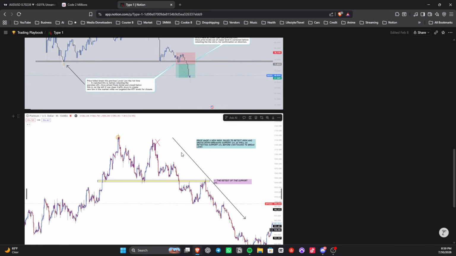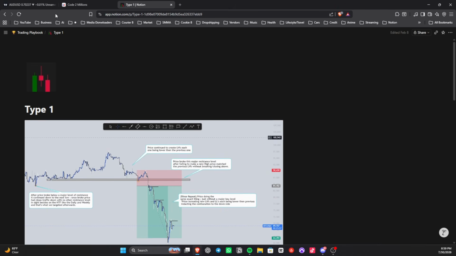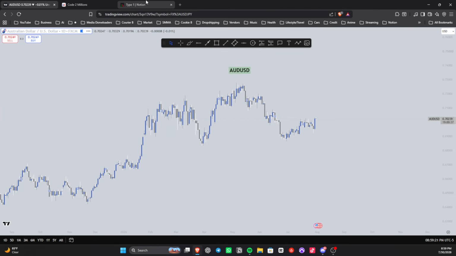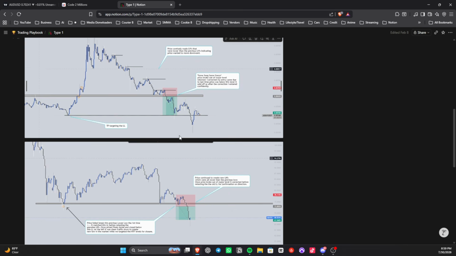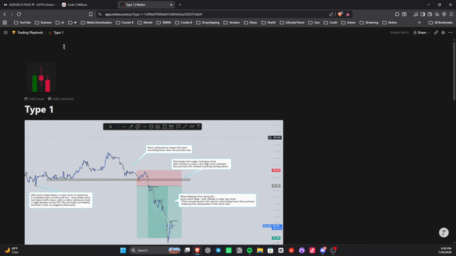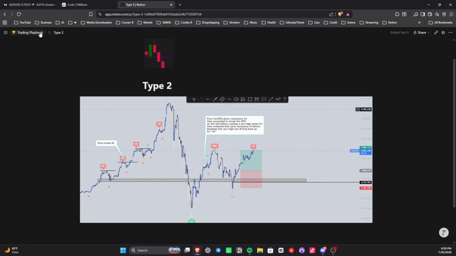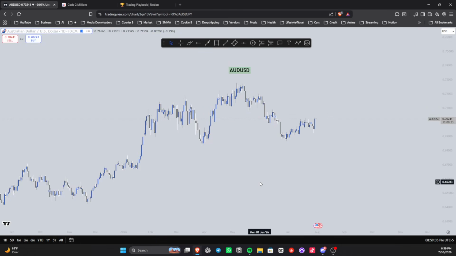If I even see anything remotely similar to these, I'm going to be confident in my position because I've seen this pattern recognition play out so many times. I am confident. I'll take this trade 10 out of 10 times. If I go to type 2, you see what I mean? It doesn't matter. That's why it's important to screenshot, and I'm going to do this later as well.